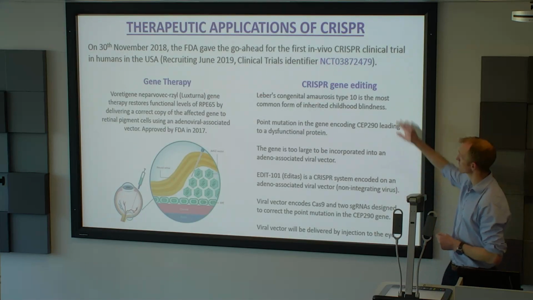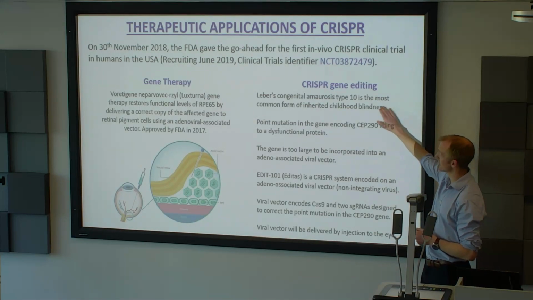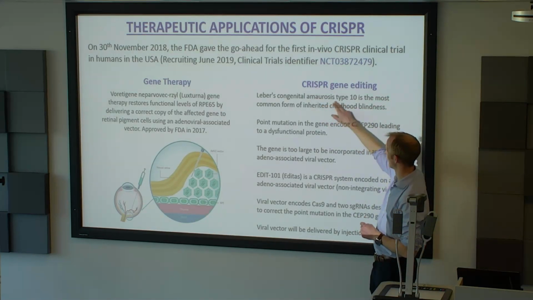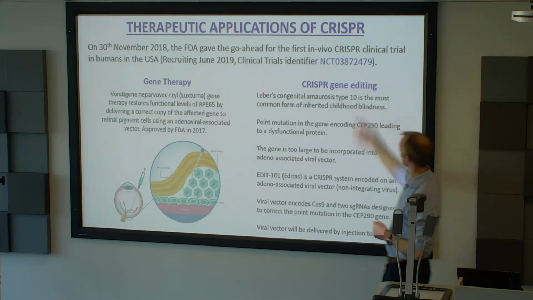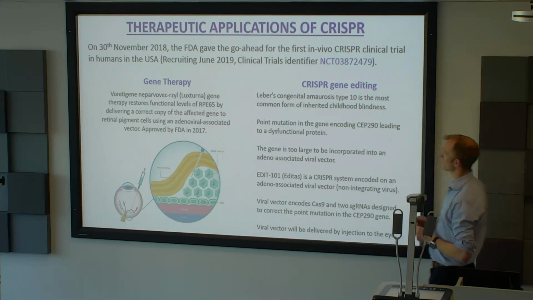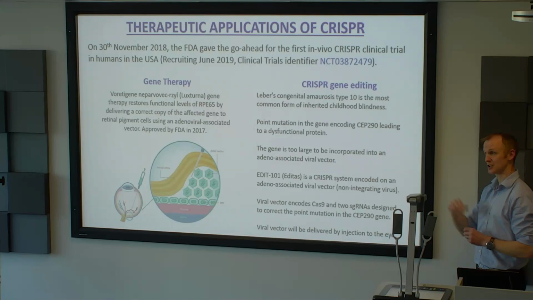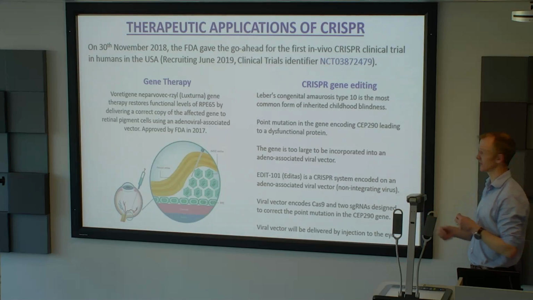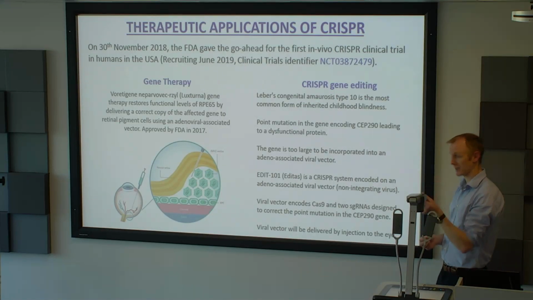So with this CRISPR gene editing, there's an inherited condition known as Leber's congenital amaurosis type 10. It's the most common form of inherited childhood blindness, where children are born with a mutated gene and have very poor vision, and as they progress through life, or even before adolescence, they can lose their sight altogether. So the idea is to target that mutation in these children.